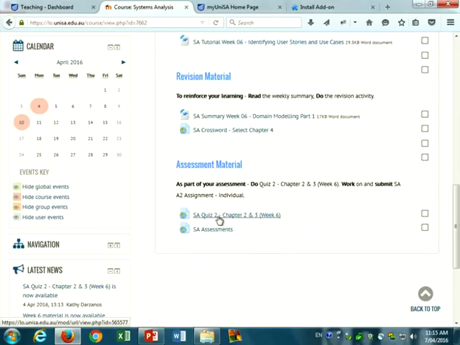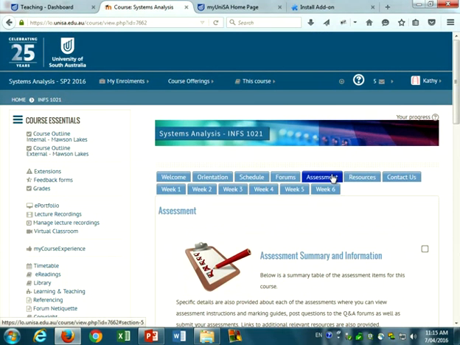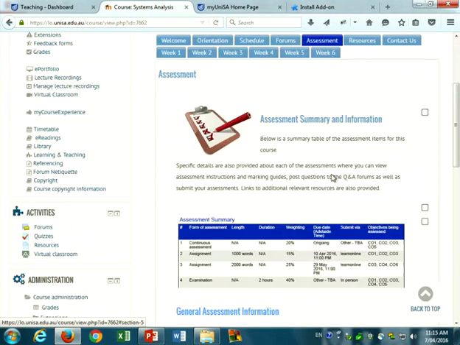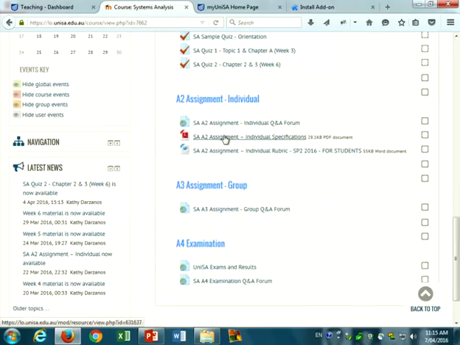So the link to the quiz is under assessment material. You can also access the assignment and the quizzes via the assessment tab on the course website. So under continuous assessment, I have the quizzes here. The specs and the rubric for the actual individual assignment, which is due on Sunday, again are available here. If you have any specific questions about the assignment, please post them on the Q&A forum.